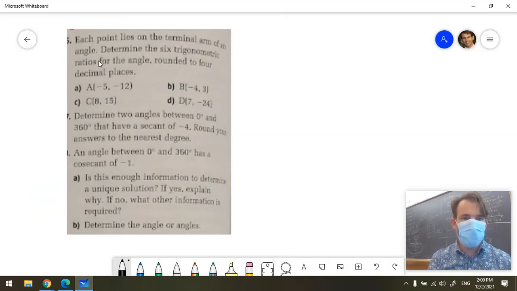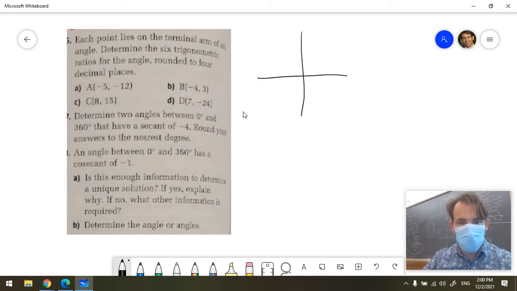So here we are. Each point lies on the terminal arm of an angle. Determine the 6 trigonometric ratios for the angle, rounded to 4 decimal places. We've already done some problems like this, so we'll do one more. Let's take this one here because it's got clean ratios. Negative 4, 3. So you draw your axes, you go negative 4, 3. All right, it's up there. And if this is 3 and this is negative 4, this would be an angle here.